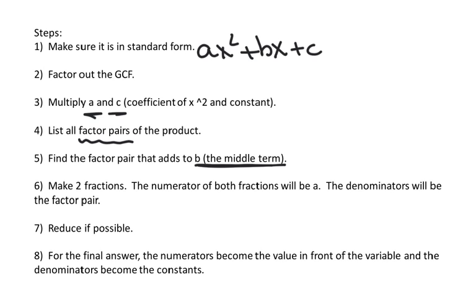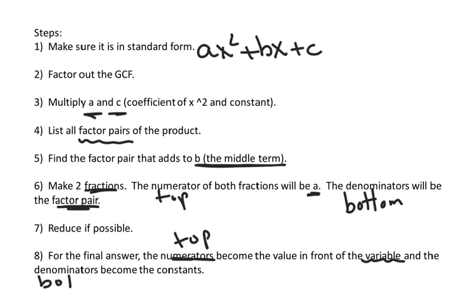Now, steps 6 through 8, this is where it's going to change a little bit. So we're going to make 2 fractions. The numerator, remember, is the top of the fraction. The numerator of both your fractions will be your a value, and your denominator, remember, the bottom of a fraction, will be whatever you circled from your factor pair. Then we're going to reduce or simplify if we can, and then for our final answer, the numerator, which is the top, becomes the value in front of your variable, and the denominator, which is your bottom, becomes the constant.